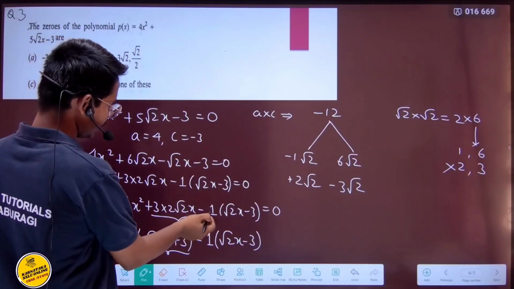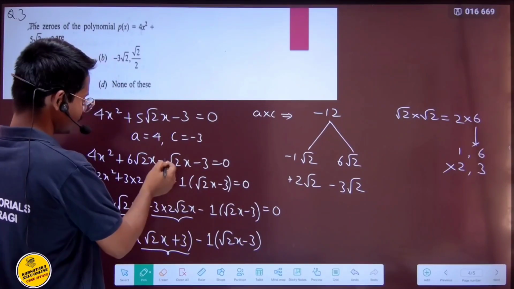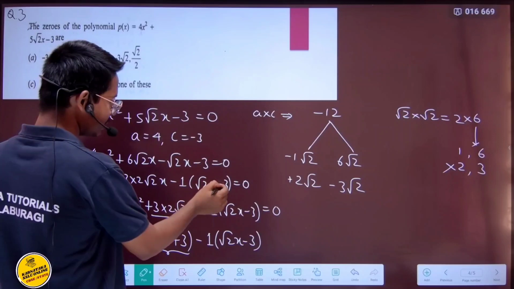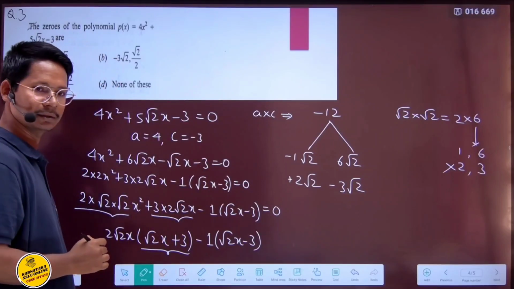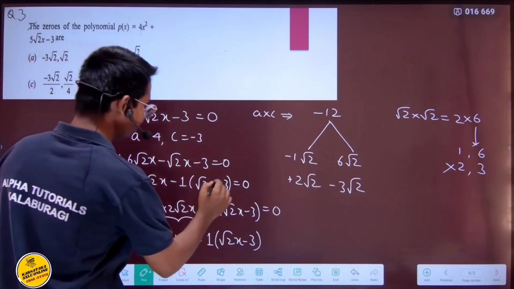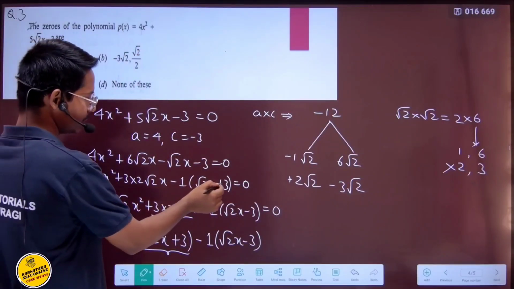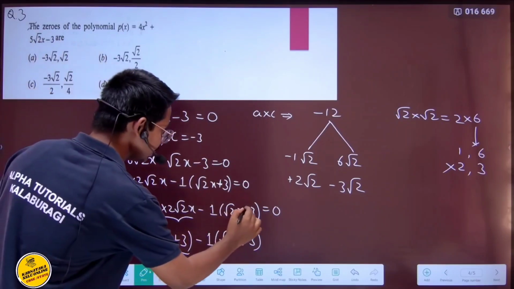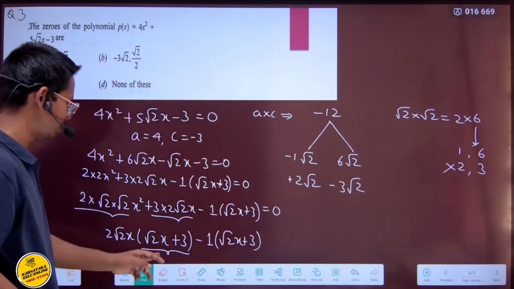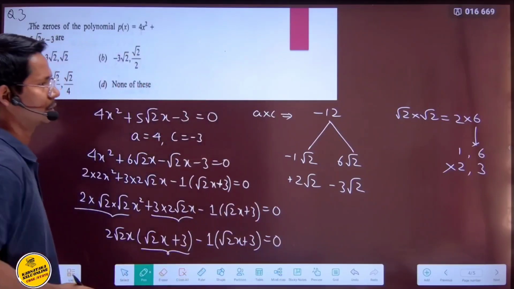See, here I took minus 1 common. If you open the bracket, minus into root 2 x is minus root 2 x, and minus 1 into minus 3 should be plus. Here it should actually be minus, but we are getting plus, so make it plus. Now it is verified: minus 1 into plus 3 is minus 3. So I'll pick plus. Yes, now the factors are exactly the same. You can equate it to 0.